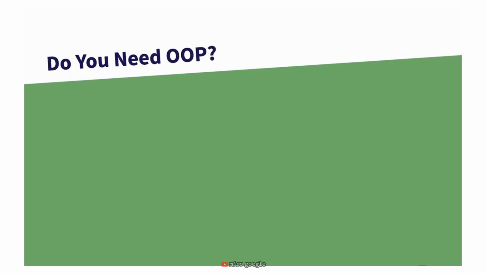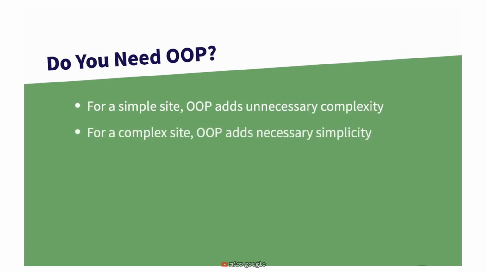So, how do you know if you need object-oriented programming? Well, if scripting and procedures are all you want PHP to do, then you may not benefit from it. But if you're asking PHP to do more complex work, then OOP may be exactly what you need to manage that complexity. Here's my rule of thumb. For a simple site, object-oriented programming adds unnecessary complexity. But for a complex site, object-oriented programming adds necessary simplicity. And database-driven sites generally have enough complexity that they will benefit from object-oriented programming.